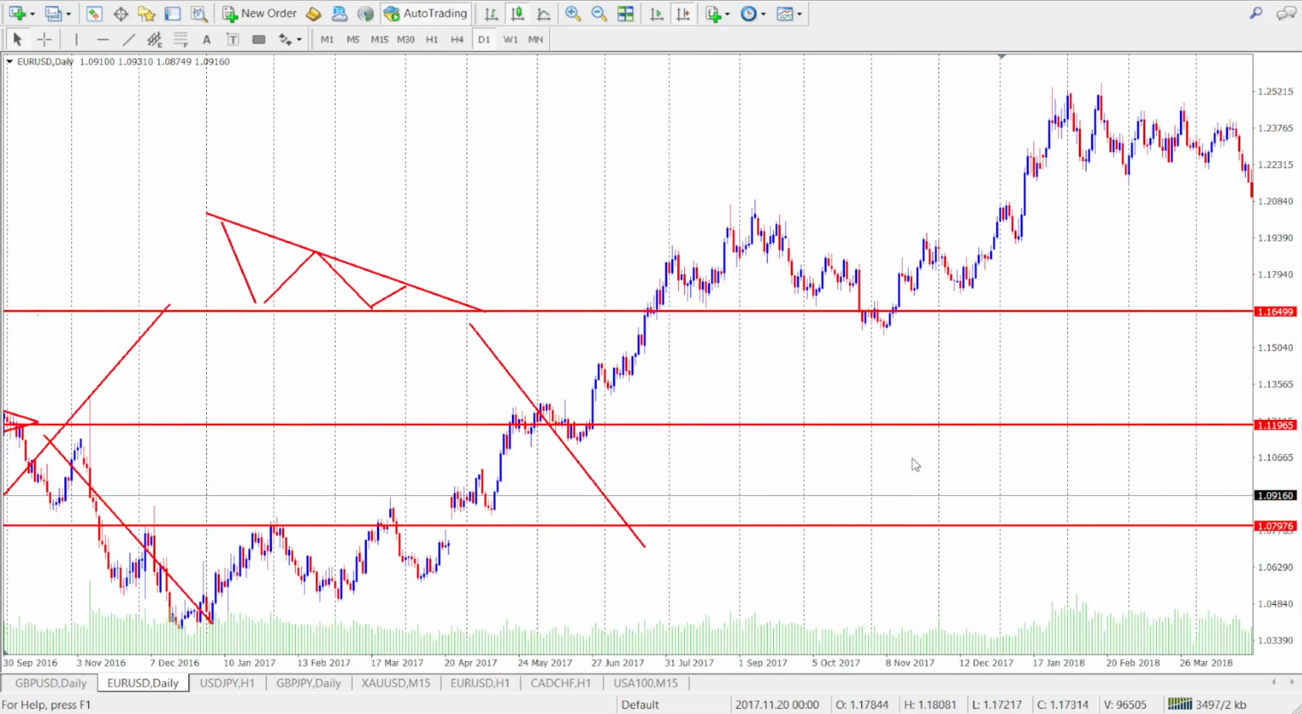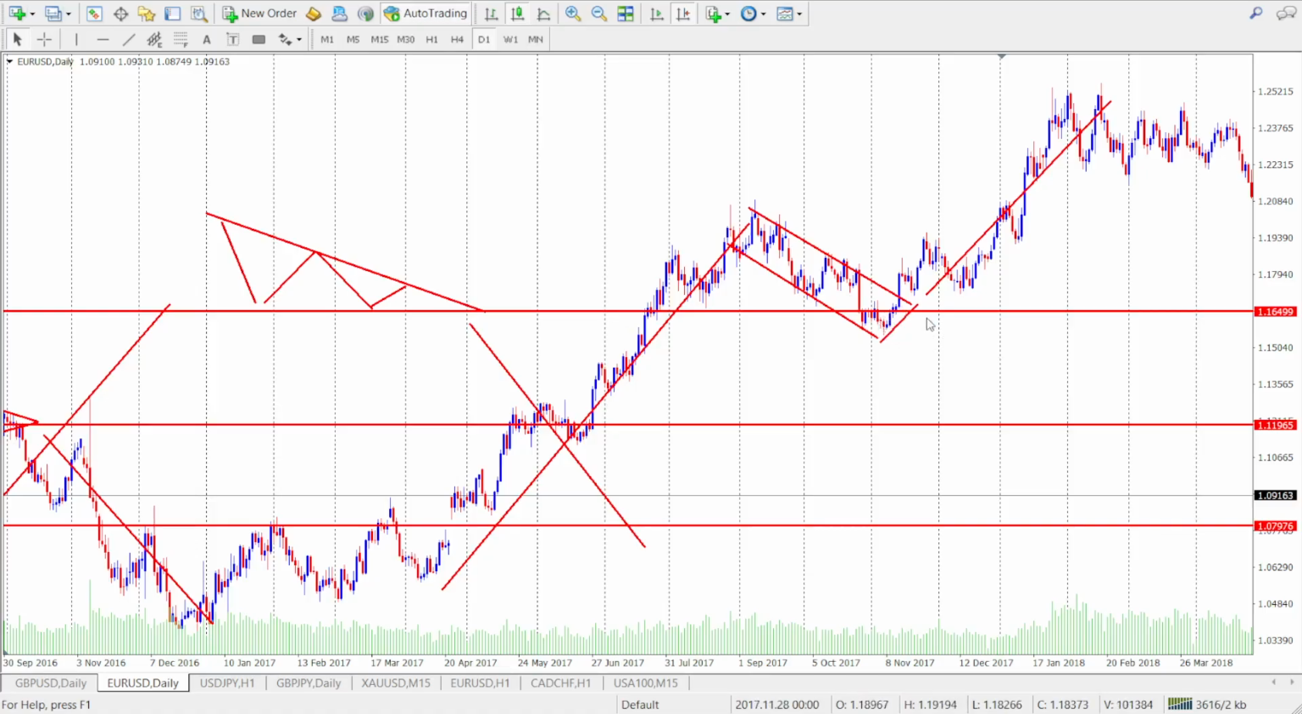Flag patterns are patterns whereby you have a surge in one direction, and then you have kind of a rectangular consolidation. Something like this. You can see we had a consolidation in a rectangular form, and then we had a breakout to the upside. So this is a continuation pattern. This is a bullish flag.